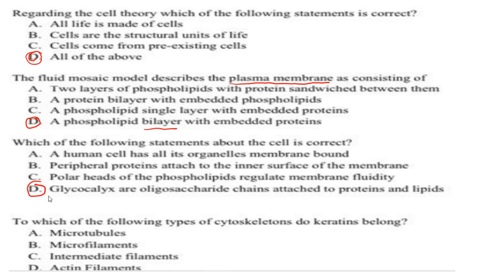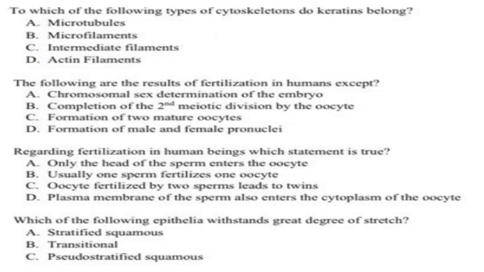To which of the following types of cytoskeleton do keratins belong? So the answer for this question is just the intermediate filaments. Let's quickly move on. So the answer is C.